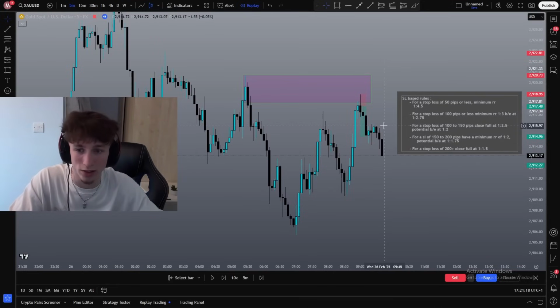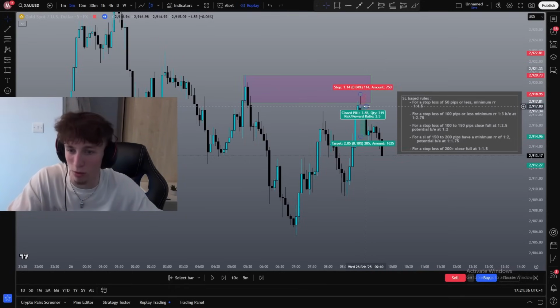Once again, if you've ever seen or traded normal supply and demand for yourself, you will have definitely seen people going for 1-to-1 risk to rewards. So this is already immediately better than that. This is double in just a trade with a fairly wide stop loss.